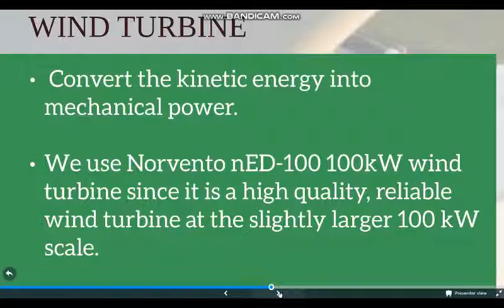First, we have wind turbine. Wind turbine is used to convert the kinetic energy into mechanical power. For this project, we use Novento NET 100 kilowatt wind turbine since it is a high quality, reliable wind turbine at the slightly larger 100 kW.